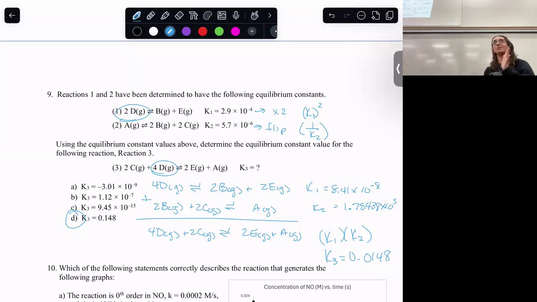I don't think you'll ever have to do this, but if you were subtracting your equations, what would you do to your K's? You would divide them. Usually you can just add them up. You don't need to subtract. Any other questions on 9? What else?